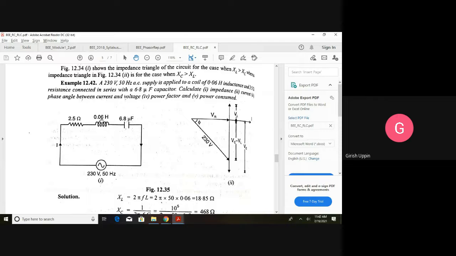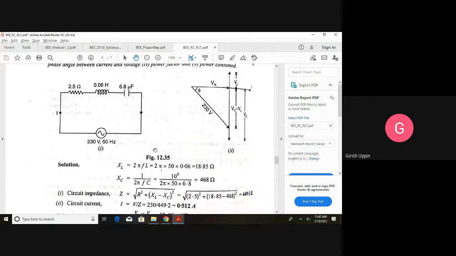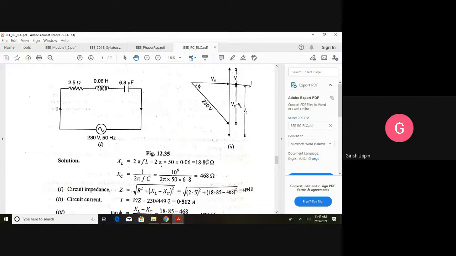First thing you have to find is XL and XC. Never use these values in the equation. Okay, many a time I see the common mistake is you directly use these values, which will give incorrect values. These are not opposition. XL is opposition, XC is opposition. First calculate XL. XL is equal to 2 pi FL. It comes as 18.85 ohms. XC is equal to 1 by 2 pi FC, with 10 raised to 6. If you substitute, you get it as 468 ohm.